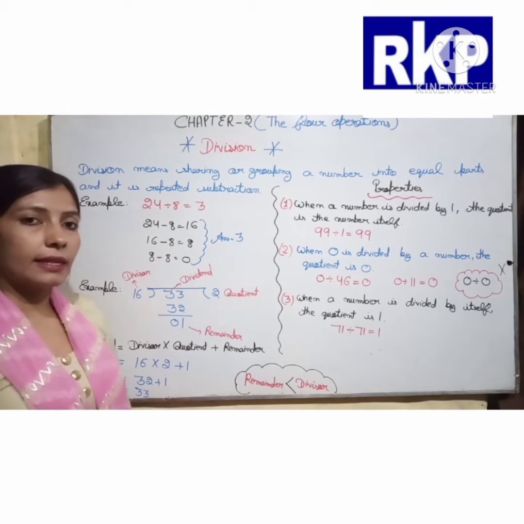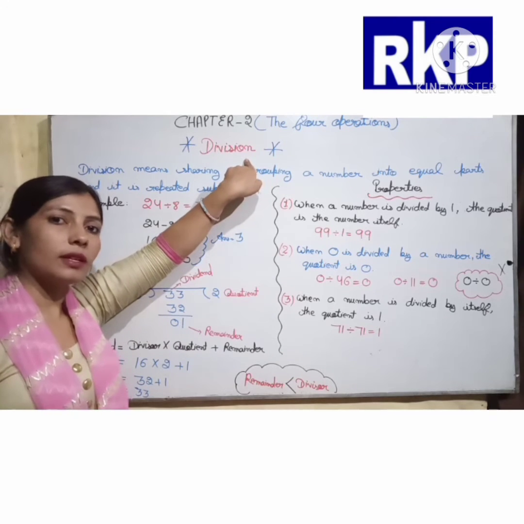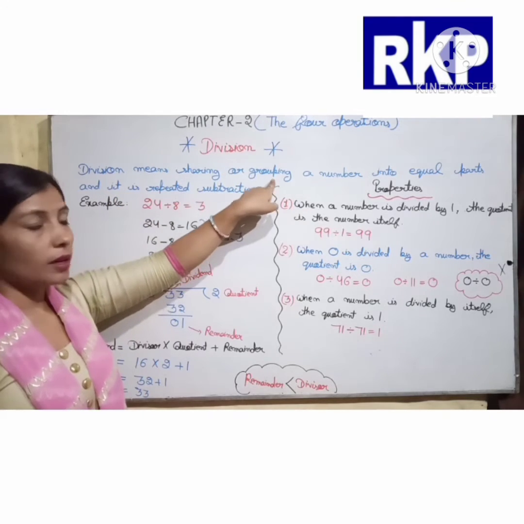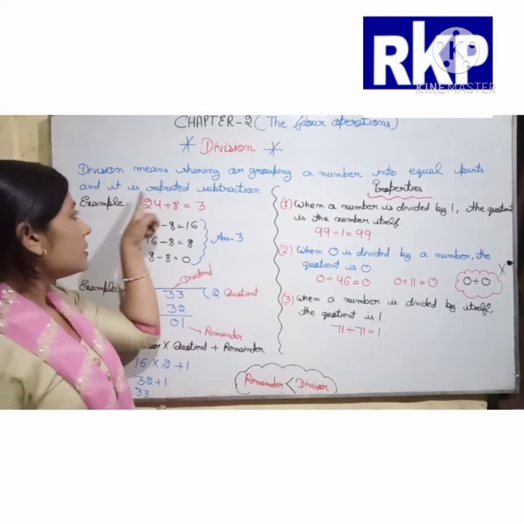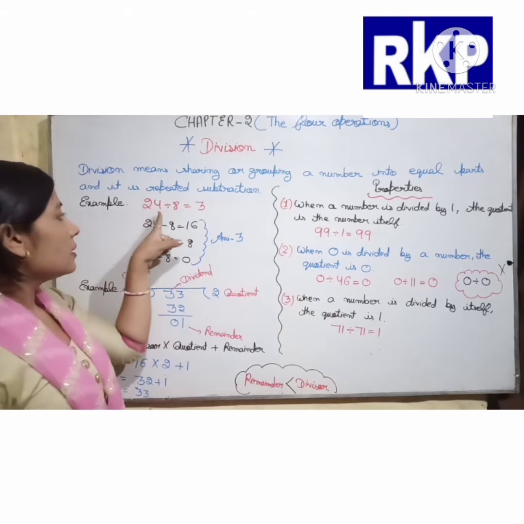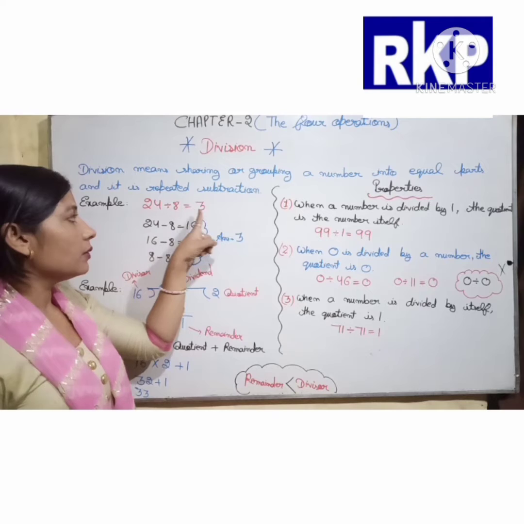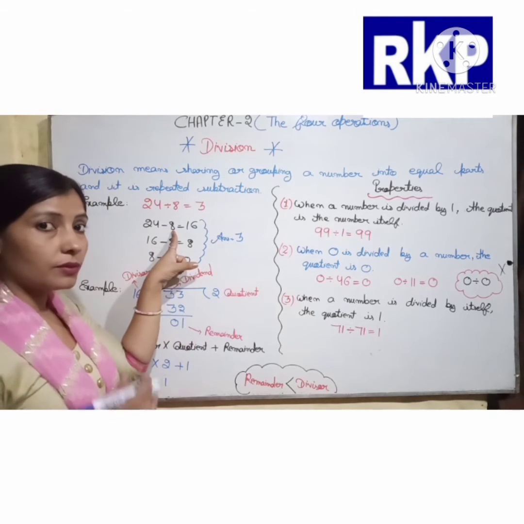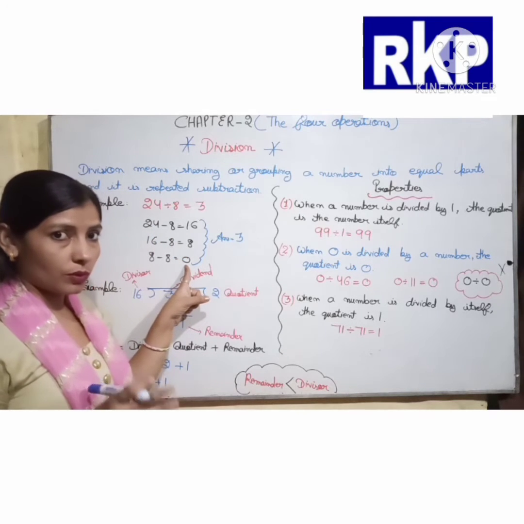Now students, let us revise our next topic, and that is division. Students, what is the meaning of division? Division means sharing or grouping a number into equal parts, and it is repeated subtraction. Okay. Here you can see this example. When we divide 24 by 8, we get 3. And if we subtract 8, 3 times from 24, then we get 0.